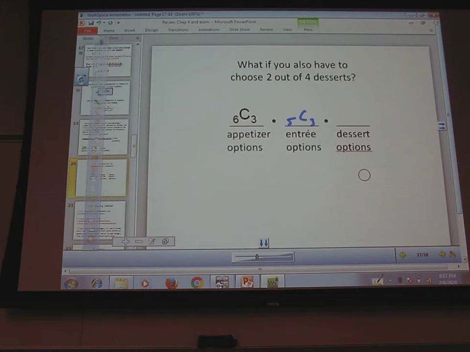So now we add in another layer, we have dessert options, right? So we have people in the back row. How many ways are there of picking 2 out of 4 of them? Times 4 choose 2. Makes sense? Just kind of goes on and on.